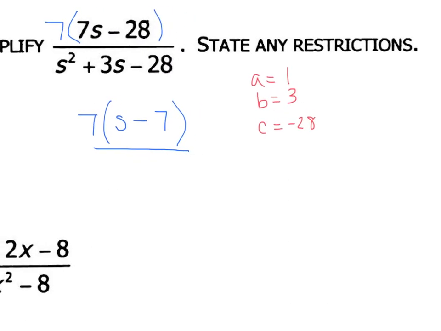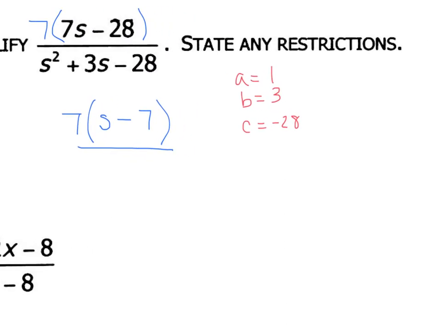When I do A times C, I get negative 28. B is 3. I need two numbers that multiply to be negative 28 and add to be 3. If you guessed that the factors are 7 and negative 4, then you're correct. 7 times negative 4 is negative 28, and 7 plus a negative 4 is 3.